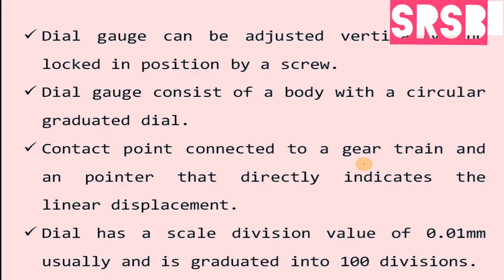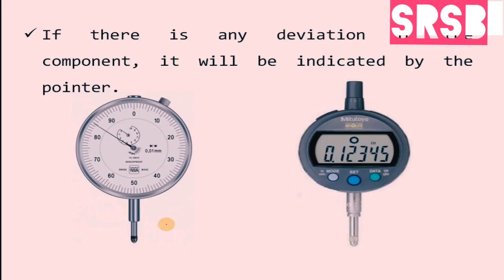The contact point is connected to a gear train and a pointer that directly indicates the linear displacement. It looks like this. This is the contact point, like a stump. This contact point connects directly with the workpiece. Inside, it is connected to the gear train. A rack and pinion arrangement is available inside the dial indicator. From the up and down movement, the needle shows the measured value.